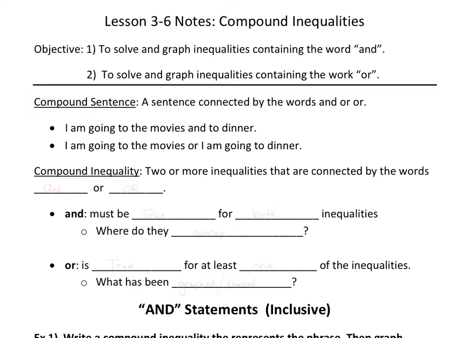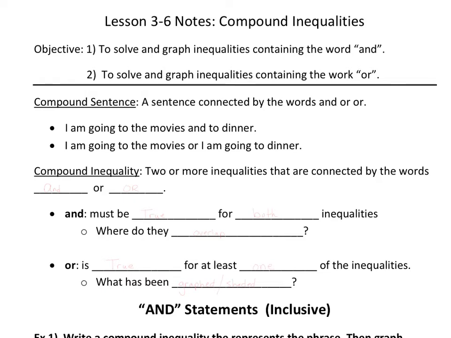A compound sentence is a sentence that uses the connecting words "and" or "or." An example: I am going to the movies and to dinner. So "and" implies that both parts are going to happen. I'm going to go see the movie and I'm going to go to dinner. When we place the word "or" in there, it changes the meaning. I am going to the movies or I am going to dinner. When we have the word "or," only one part is true. So on "and," both are going to happen. On an "or," only one happens, either the movie or the dinner.